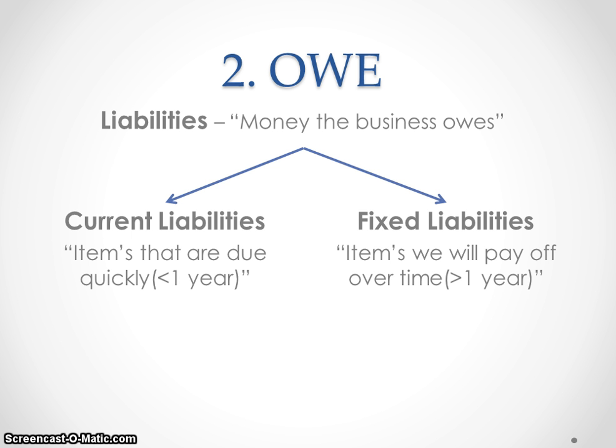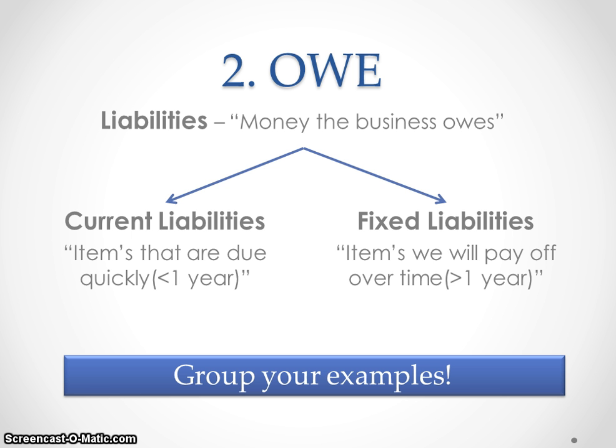Our other example are what we call fixed liabilities. Fixed being around for a while. These are going to be the items that we're going to pay off over time, that's more than a year. Most likely your bank loan and definitely your mortgage. And we've just talked about some examples.